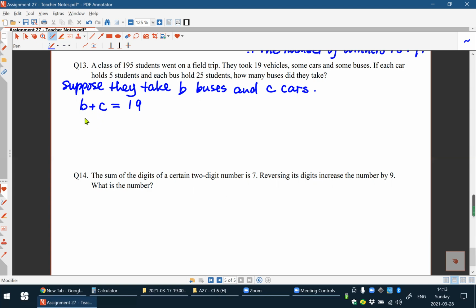So that means 25 per bus times the number of buses plus 5 per car times the number of cars equals the total number of students, 195, right? Okay, so again, you can see that we have two variables with two equations. It's not very difficult to find the values of B and C, right? Okay, suppose we put equation 1 into equation 2. This time we want to know the number of buses they take, so we can substitute all C with B, right?